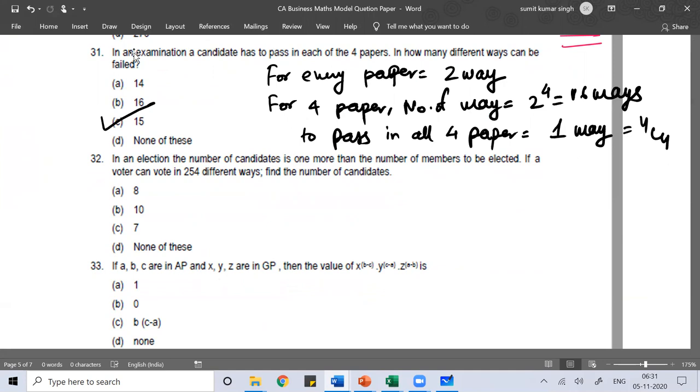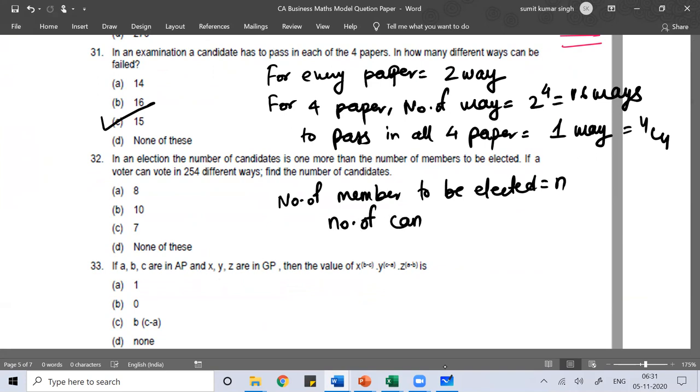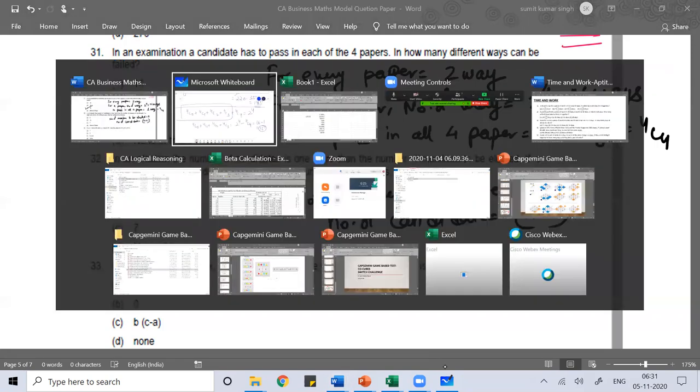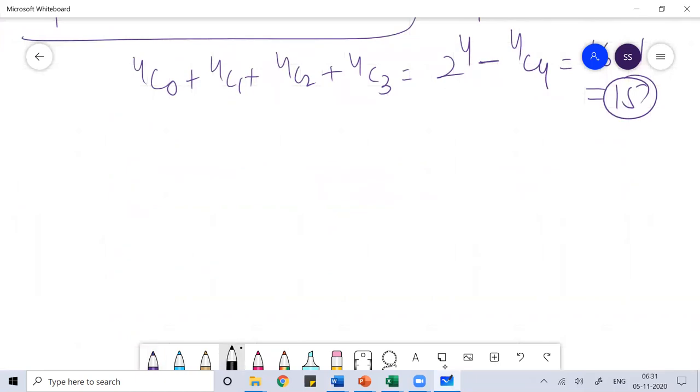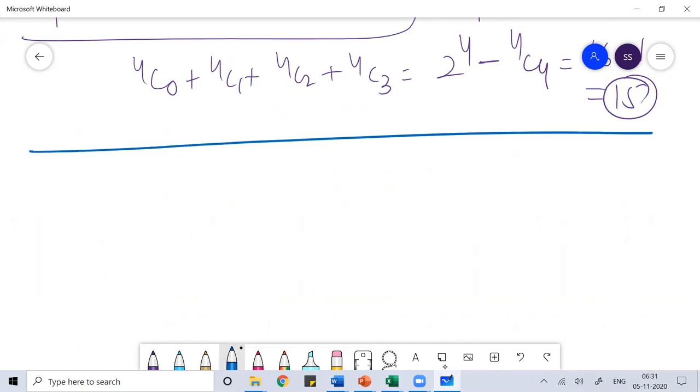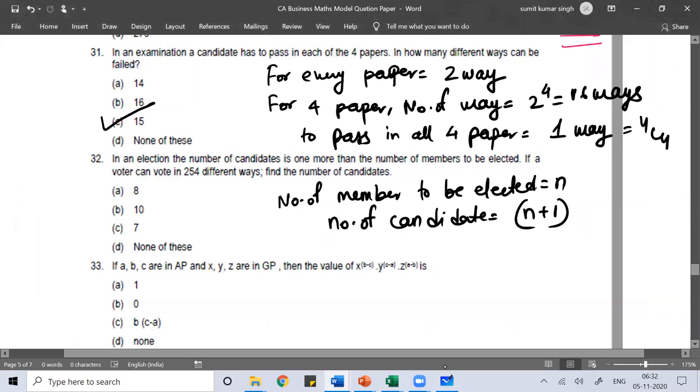So if the voter can vote in 254 ways, the number of members to be elected is n, the number of candidates is n plus 1, and you have to elect only n persons. So in how many ways can you vote? The number of members to be elected is n.